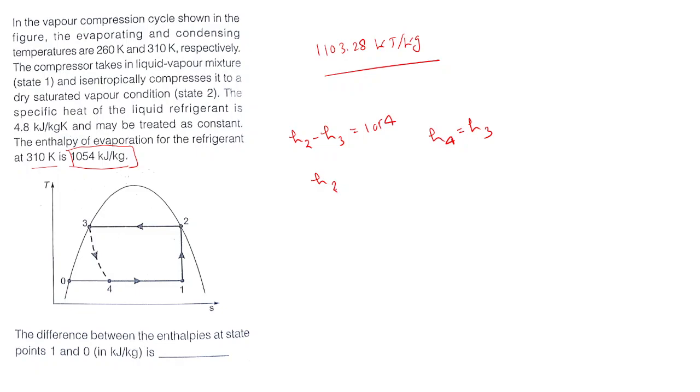So, sir, one thing. H2 minus H1. How did you get the COP? TL by TH minus TL. How can you consider this as a Carnot? Is it Carnot? Okay, sir. Sorry, sir. Second person, how did you do this?